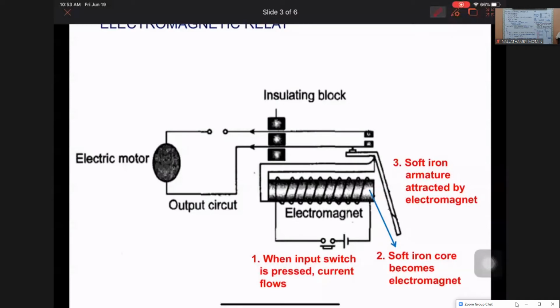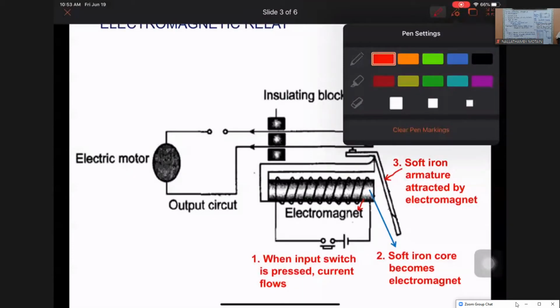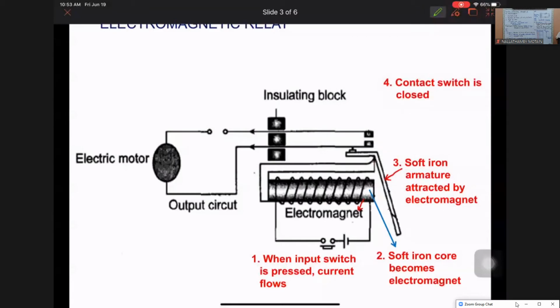Okay, this is a soft iron armature. Soft iron armature will be pulled by the electromagnet. This is the electromagnet. Okay. So when pulled, what happens? The contact will be closed. Contact switch is closed. Okay, this is the pivot. Don't write anything about the pivot. Okay. So contact switch is closed.